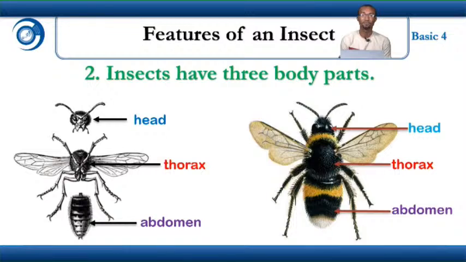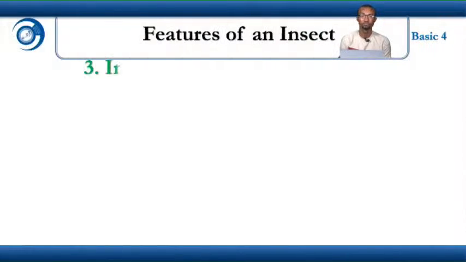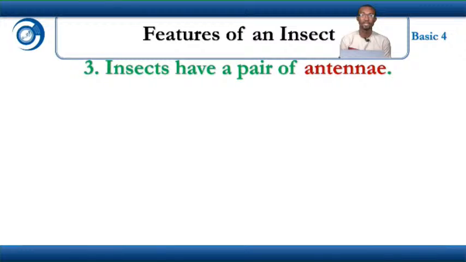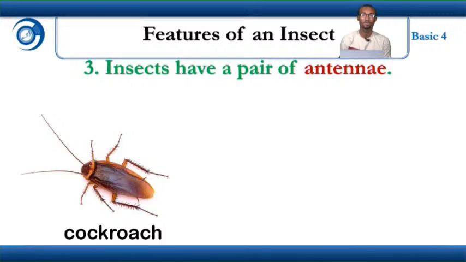Let's look at the third feature. Insects have a pair of antennae. And what are antennae? Or what is an antenna? Let's look at the image on the screen. You can see a cockroach. We have counted the 6 legs. The cockroach has a head, a thorax and an abdomen.